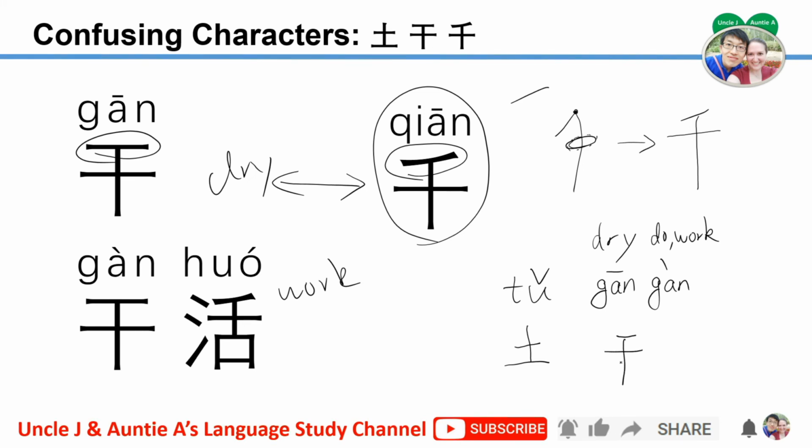The third one is 千, Q-I-A-N, first tone. Means 1,000. 1, 2, 3. So the very top is left falling, not a horizontal stroke. So do you remember these three characters?